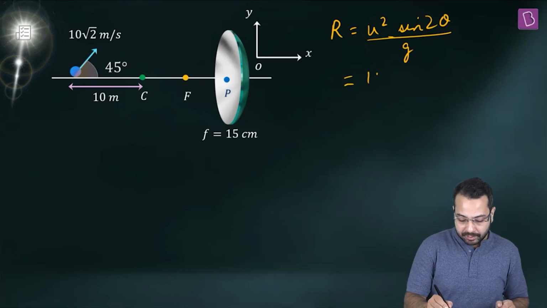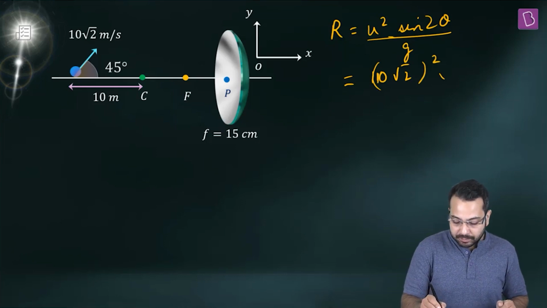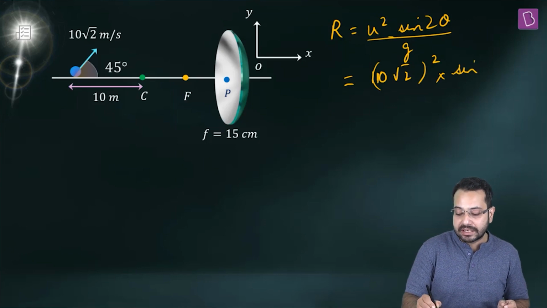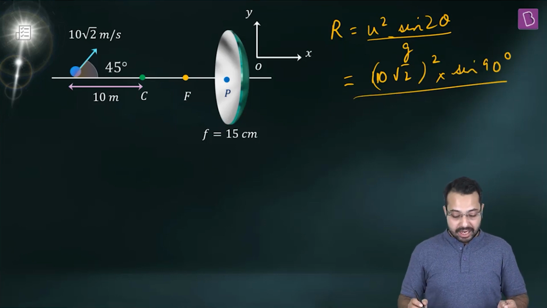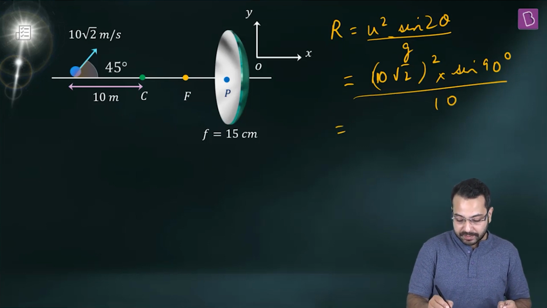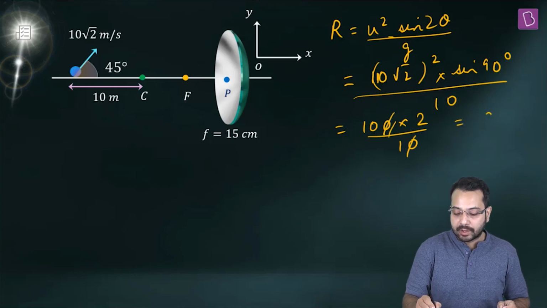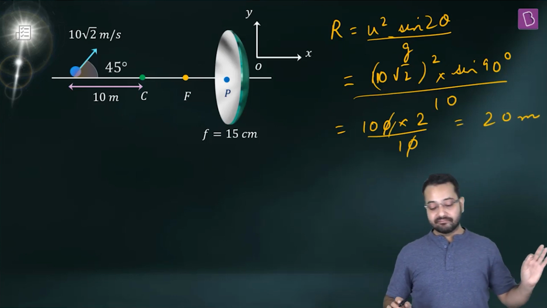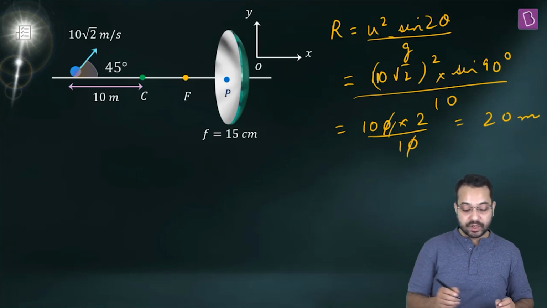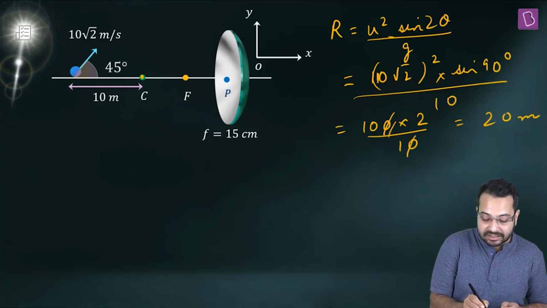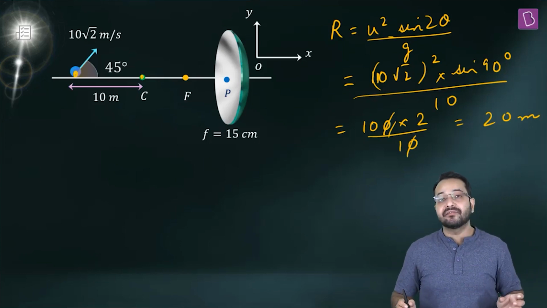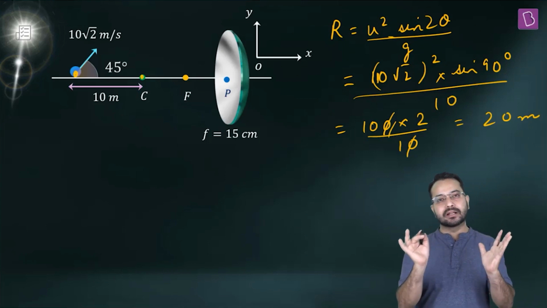So u square is going to become 10 square into root 2 square. So I can write it as 10 root 2 square, pardon my handwriting, multiplied by sine 2 theta. So this is sine 90 degree, 45 into 2 is 90, and divided by g, g is 10. So this becomes 100 into 2 divided by 10. This gets cancelled and so I'm left with 20 meter. Very interesting. The range is 20 meter, which means the object is at half the range from C. This makes our life very easy.